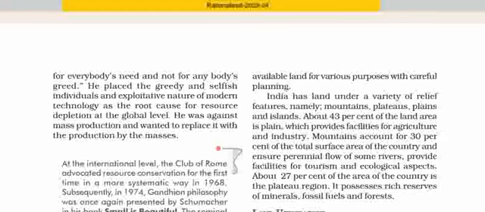India has land under a variety of relief features, namely mountains, plateaus, plains, and islands. About 43% of the land area is plain, which provides facilities for agriculture and industry. Mountains account for 30% of the total surface area of the country and ensure perennial flow of some rivers, provide facilities for tourism and ecological aspects. About 27% of the country is the plateau region. It possesses rich reserves of minerals, fossil fuels, and forests.